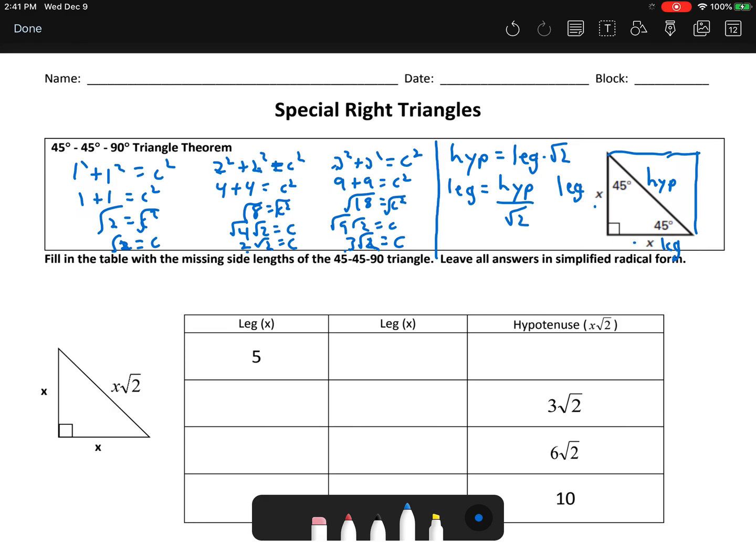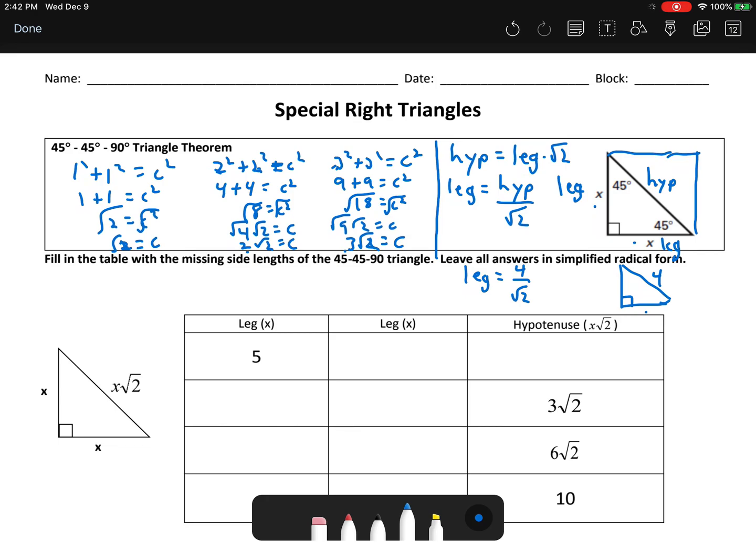And I'm going to show you a shortcut that's pretty easy right now. So let's say, but I need a number, okay? So let's say that the hypotenuse is 4. That's easy to work with, okay? So we're supposed to find the leg, right? So the leg is equal to 4 divided by radical 2. Now, that doesn't make any sense.